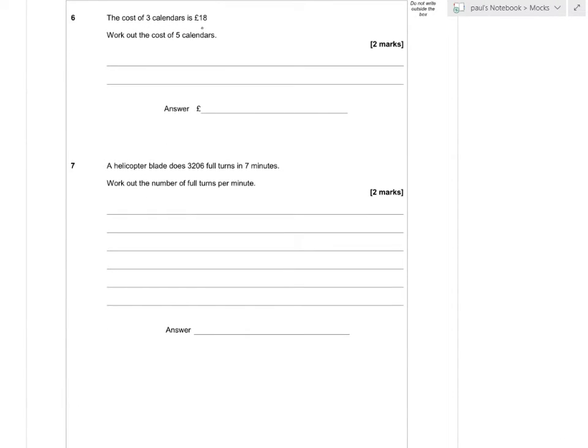Right, the cost of 3 calendars is £18. Work out the cost of 5 calendars. So 18 divided by 3 equals 6. So £6 a calendar. 6 times 5, £30.